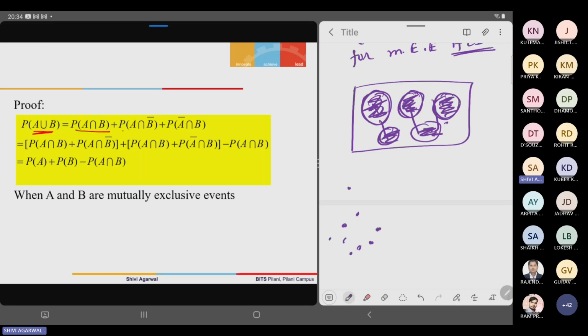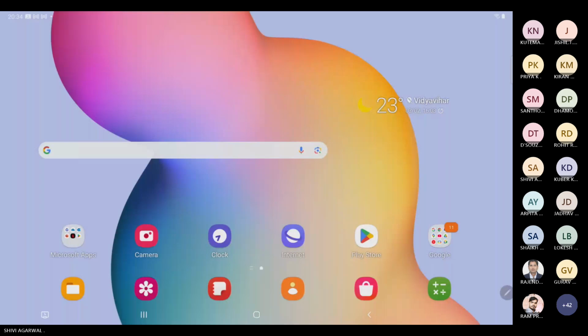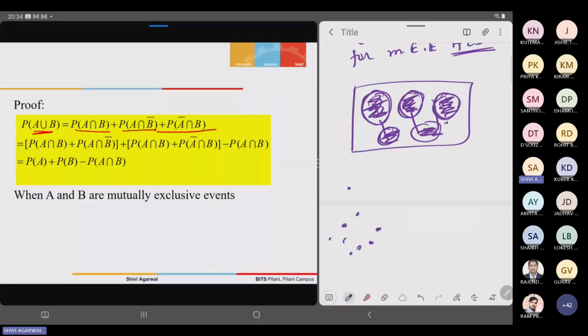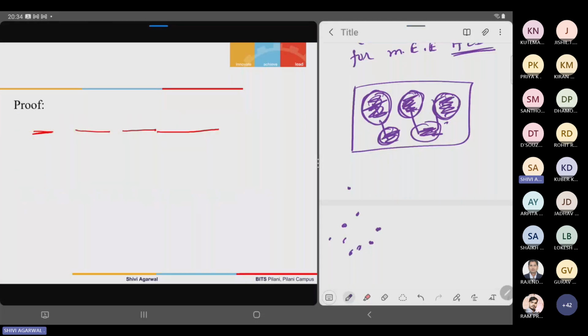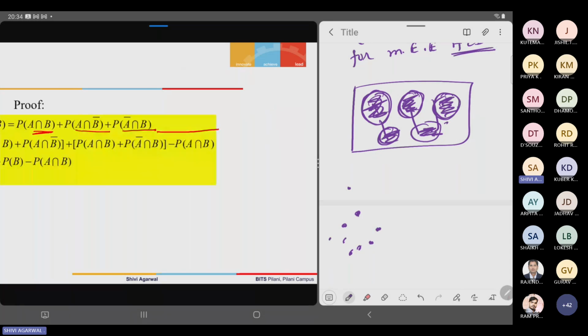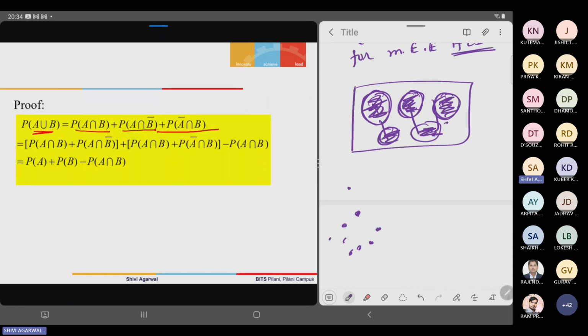Proof. So as I told you, A union B is what? Probability of A intersection B complement plus probability of this one. Okay. What is the meaning of that? This one. So here this region, and this region. Three regions we are talking about. And these three regions are mutually exclusive. So now we can just use it.